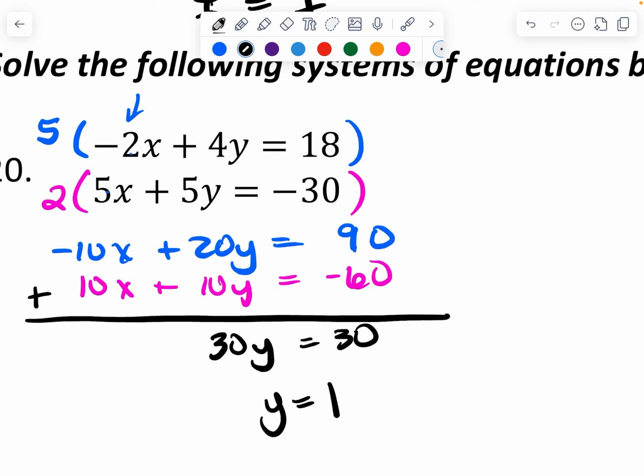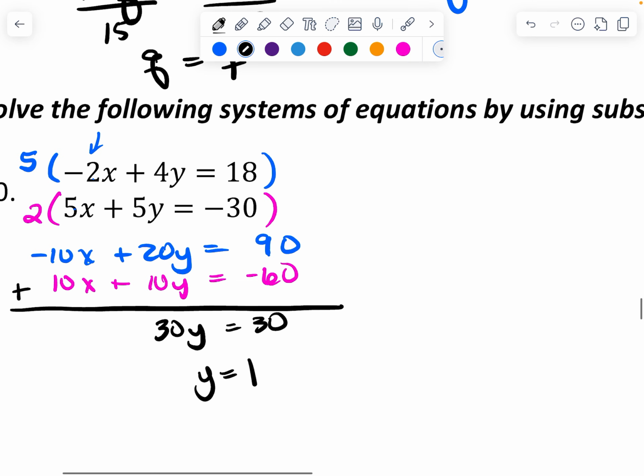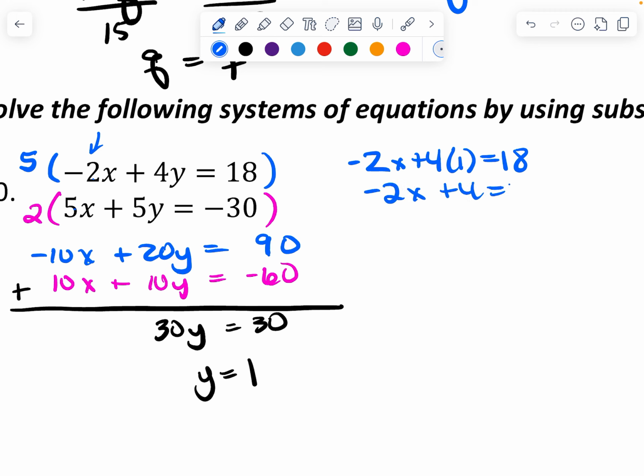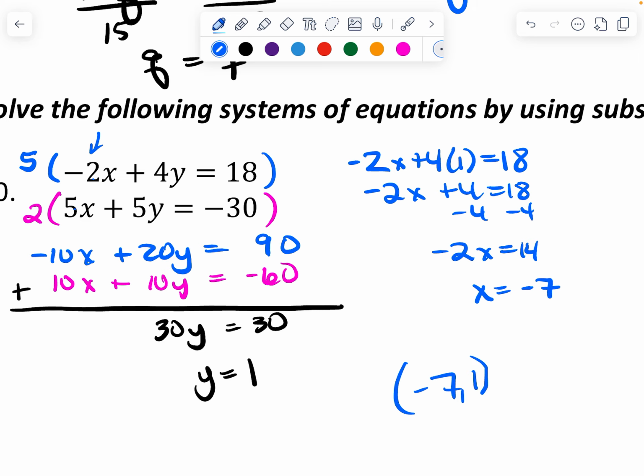I plug it back into either one of the equations. I don't care which one. I'm just going to do the top one. Negative 2x plus 4 times 1 equals 18. So I have plus 4 equals 18. Subtract the 4. Get negative 2x equals 14. Divide by negative 2, and I get negative 7. So my answer would be negative 7, 1.